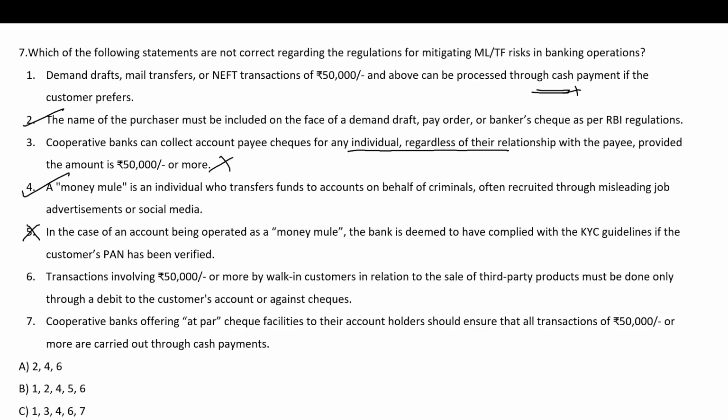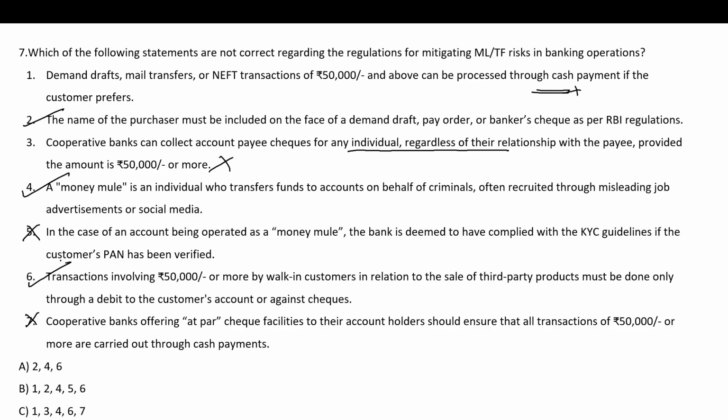KYC guidelines. Transactions involving 50,000 or more by walk-in customer in relation to sale of third party product must be done only through a debit to the customer account or against check. This statement is correct. Cooperative banks offering a par check facility to their account holders should ensure that all transactions of 50,000 or above are carried out through cash payment. Again, it should not be through cash payment, making this statement incorrect.